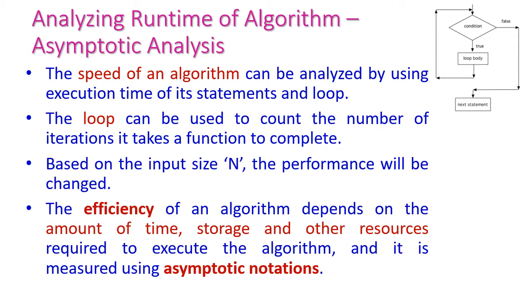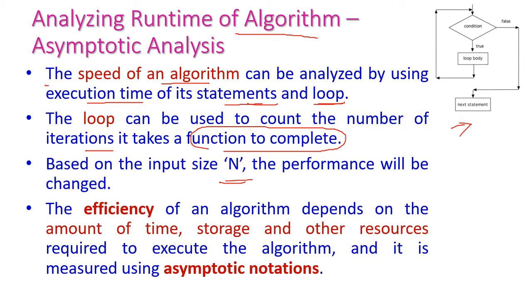Analyzing the runtime of an algorithm means how much time the algorithm will take to complete its execution. That is, the speed of an algorithm can be analyzed by using the execution time of its statements and loops. Statements will take a constant time, but when it comes to a loop, we count the number of iterations it takes for the function to complete. Based on the number of times the loop gets executed, the execution time will change. So based on the input size n, the performance will change.